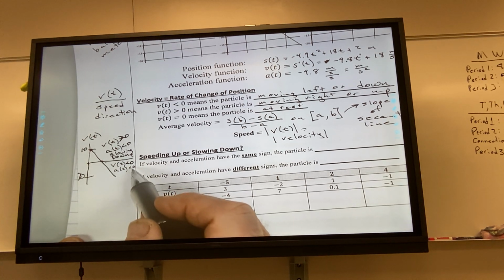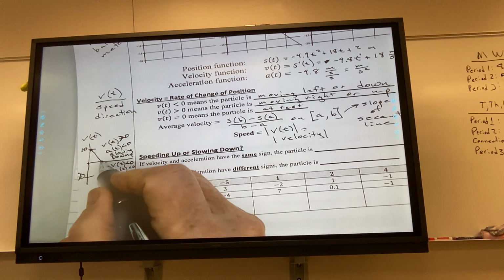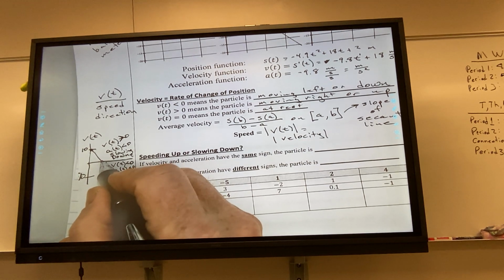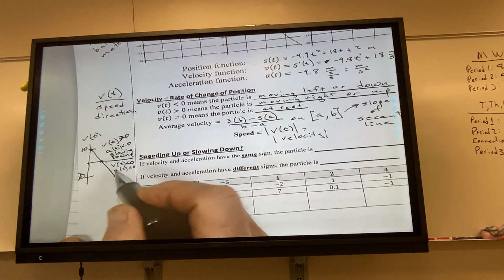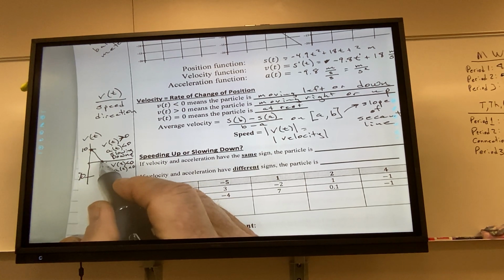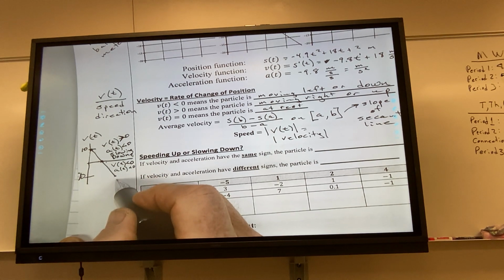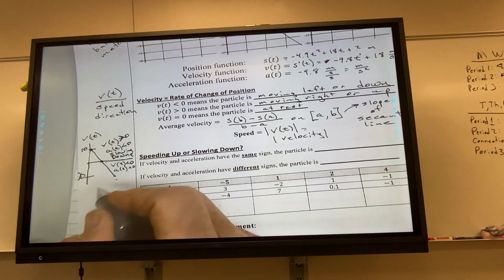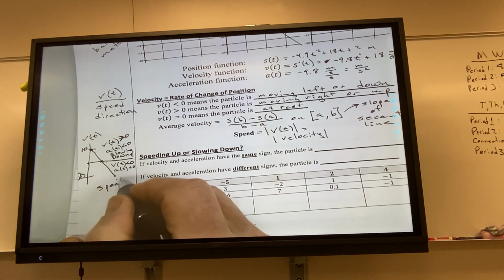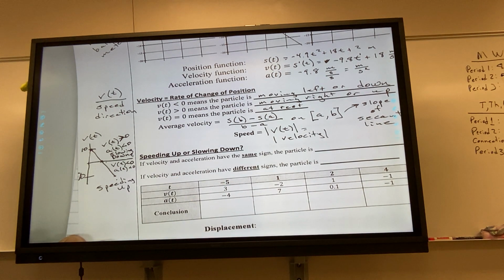Would you agree? Okay, now, Alan, what is its velocity here? 0. What is its velocity here? -10. So its speed went from 0 to 10, correct? Is it slowing down or speeding up? Speeding up. Okay, everybody agree? All right.